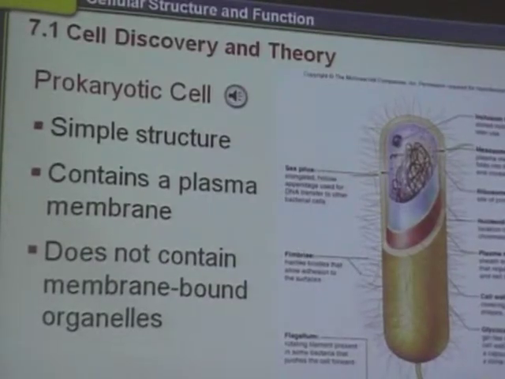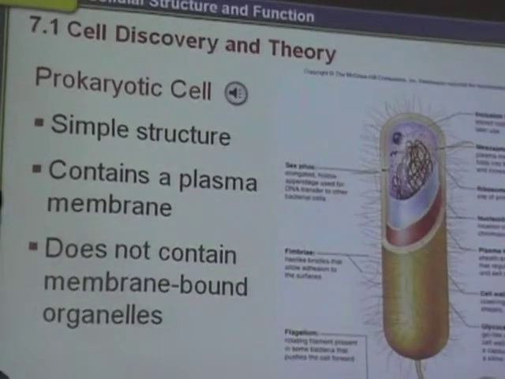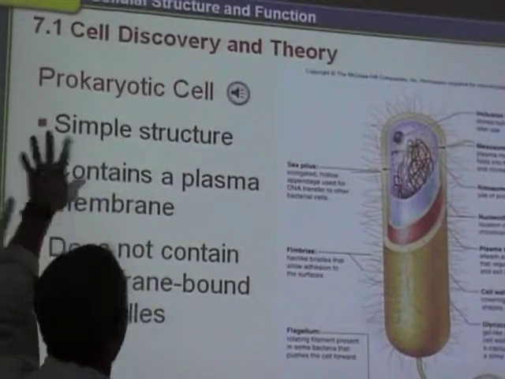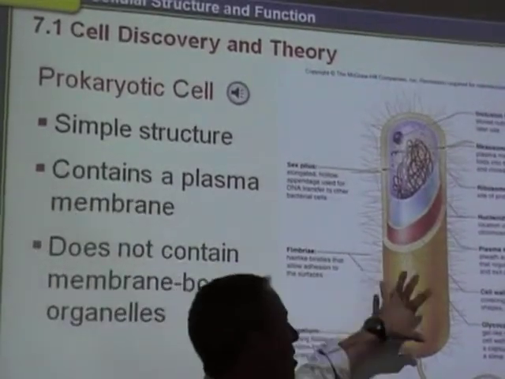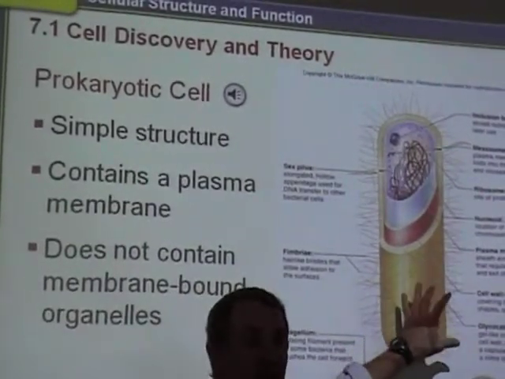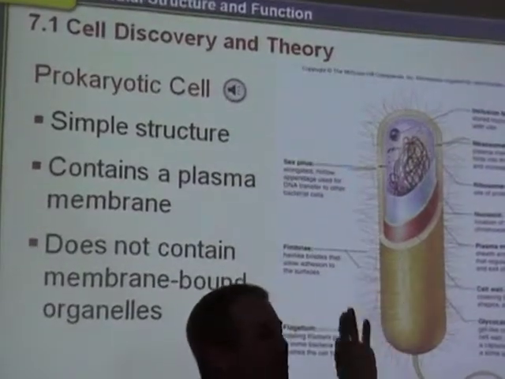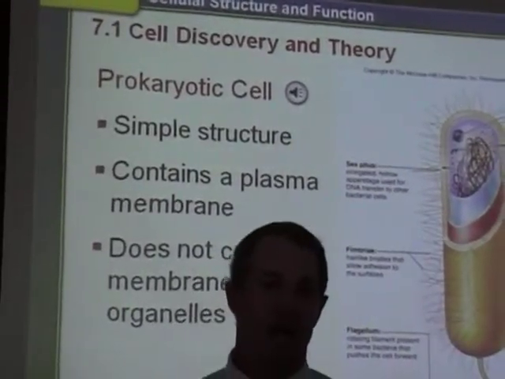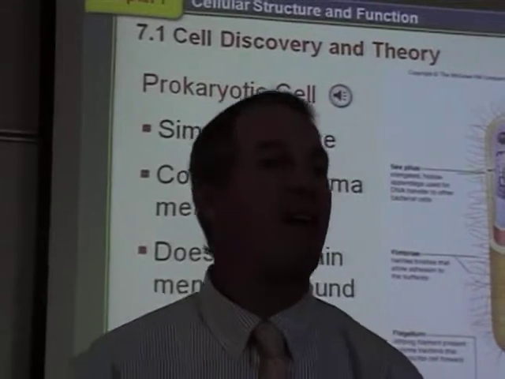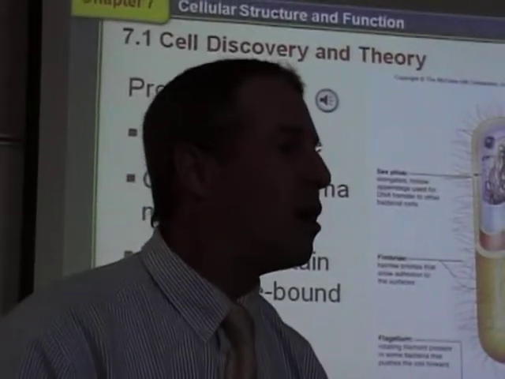the prokaryotic cell doesn't have a nucleus. The reason it's prokaryotic is before the nucleus. These organisms were around first on the earth. They're single celled, they're very tiny. They're all around us. These prokaryotic cells are everywhere.